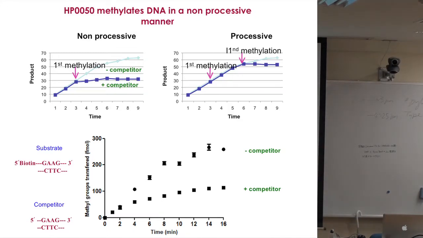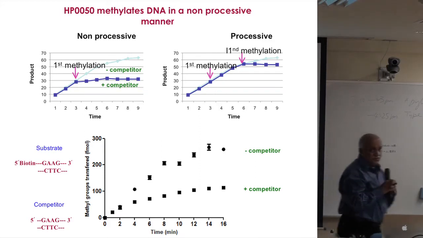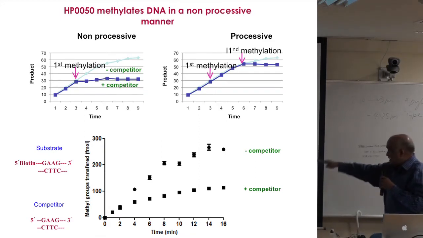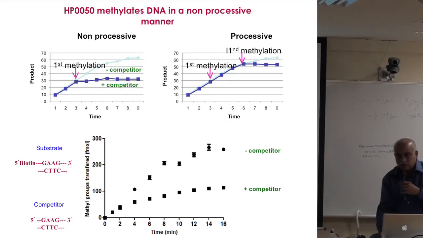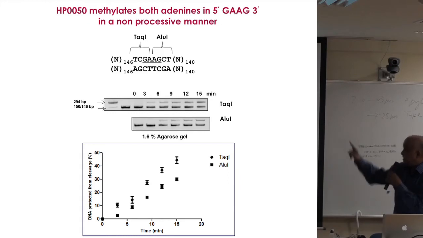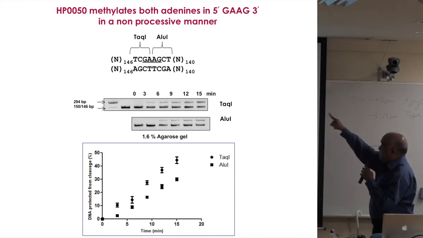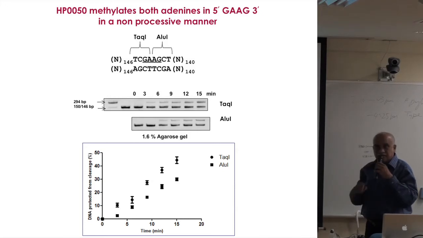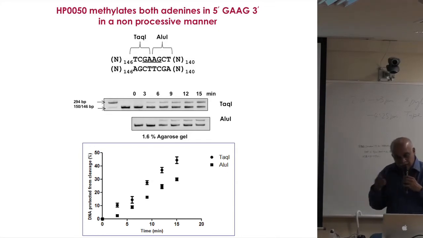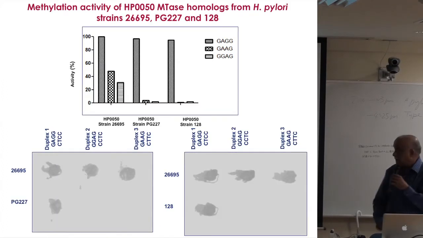And by very basic kinetics, if you do it carefully, you can get different kinds of answers. I won't go into details of this experiment, but it's possible to do that. And we find that the 5-0 methylates both adenines in a non-processive manner. That means it binds, methylates one, falls off, and then binds, methylates the other one, and falls off. Now, whether this is unusual or not, the fact that it methylates two adjacent adenine residues is a very interesting feature here.